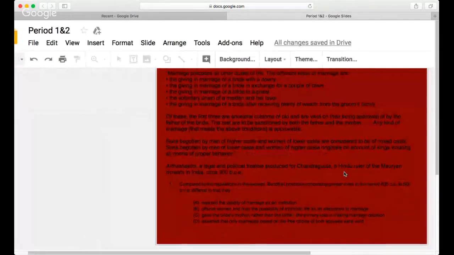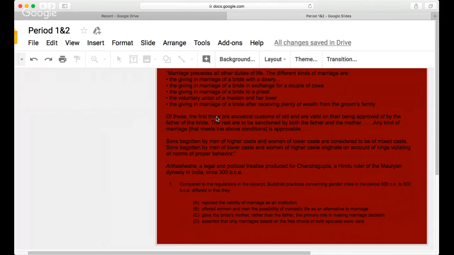All right. So looking at this, I've got marriage precedes all other duties of life. There are different types of marriages. The giving in marriage of a bride with a dowry, the giving in marriage of a bride in exchange for cows. Okay, so there's different ways marriage can happen. As I'm reading this, I'm thinking briefly, you can marry a bride to a priest. You can have a voluntary union of someone that they actually love, but it looks like most of these are probably not by choice for the woman. Like the woman is getting exchanged for cows, or the woman is being given to a priest, or the woman's family is getting a lot of wealth, etc.